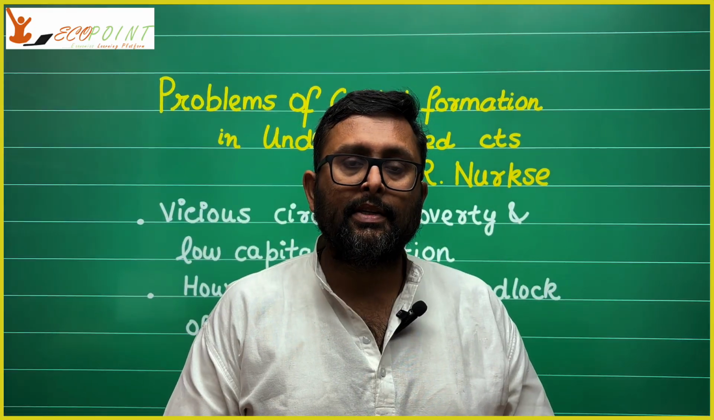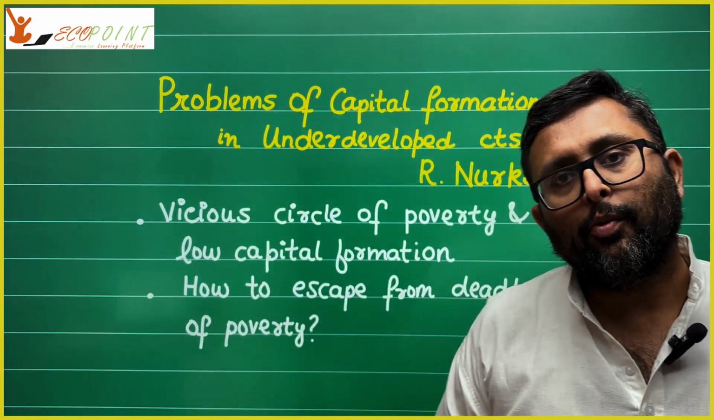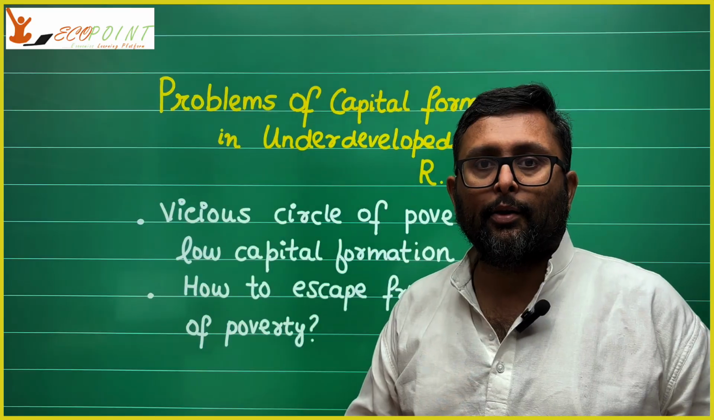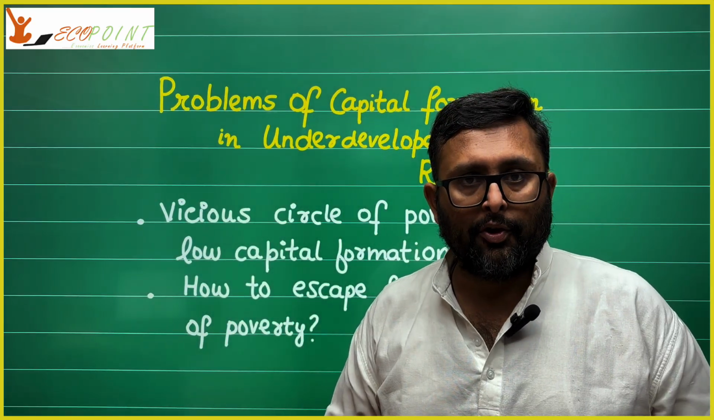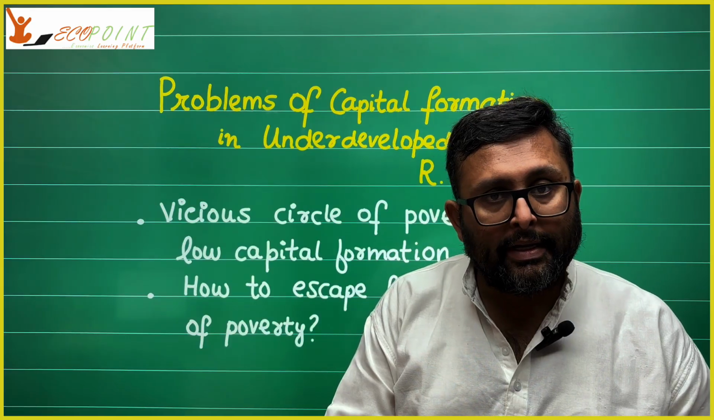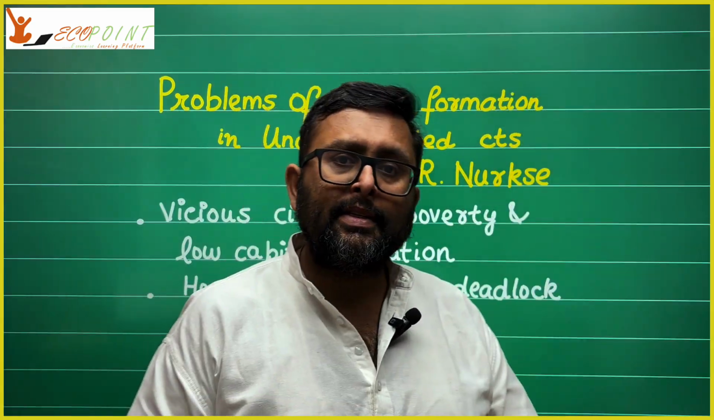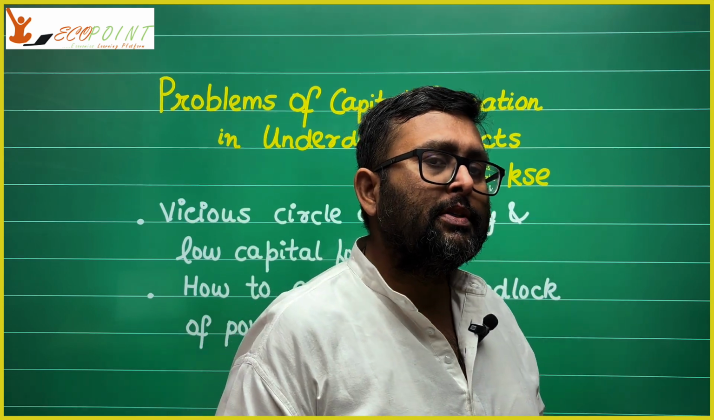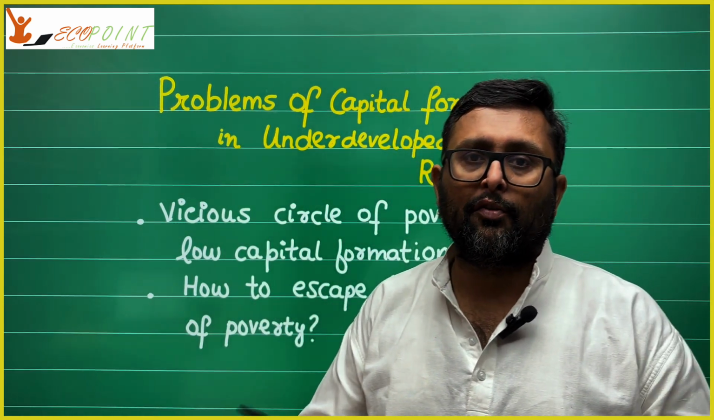Then the question arises: how to escape from this deadlock of poverty? So one way, earlier it was thought, was why not take foreign investment in these underdeveloped countries. That is going to increase the productivity and that will increase the capacity to save. This theory is also flawed because this is mainly focusing on increasing the absolute level of income.